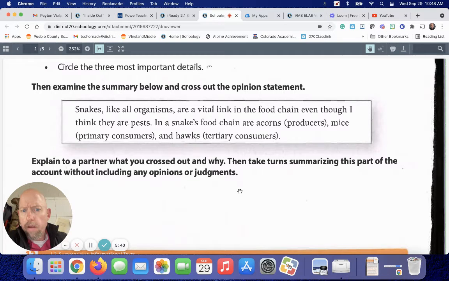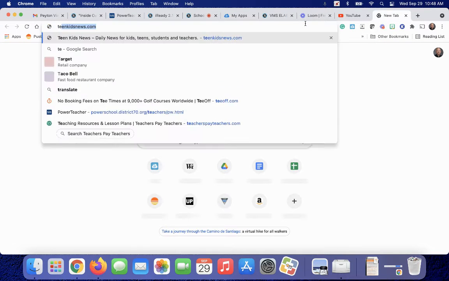Snakes, like all organisms, are a vital link in the food chain, and even though I think they are pests, I hate them too. In a snake's food chain are acorns, producers, mice, primary consumers, and hawks. I'm going to have to look up how to say that word. I think it's tertiary. We're going to look that up right now.